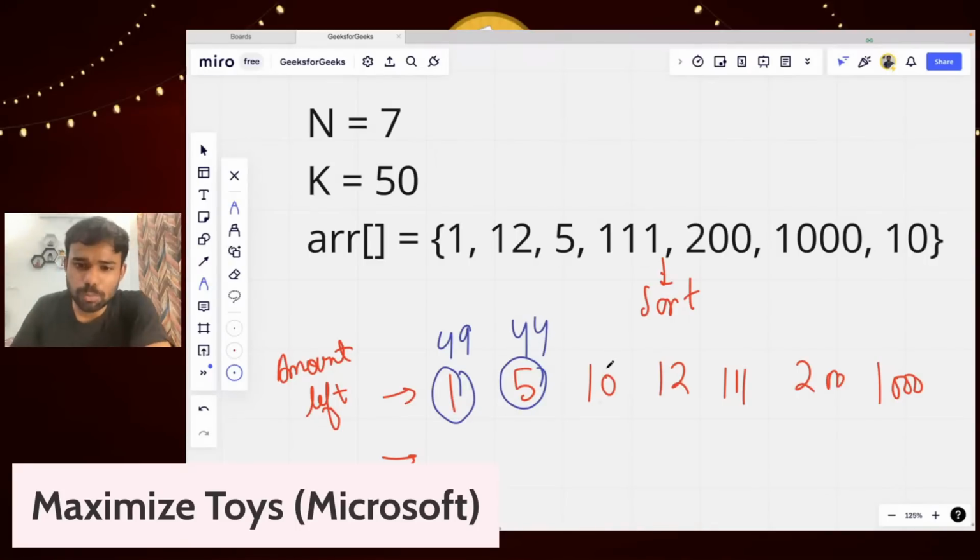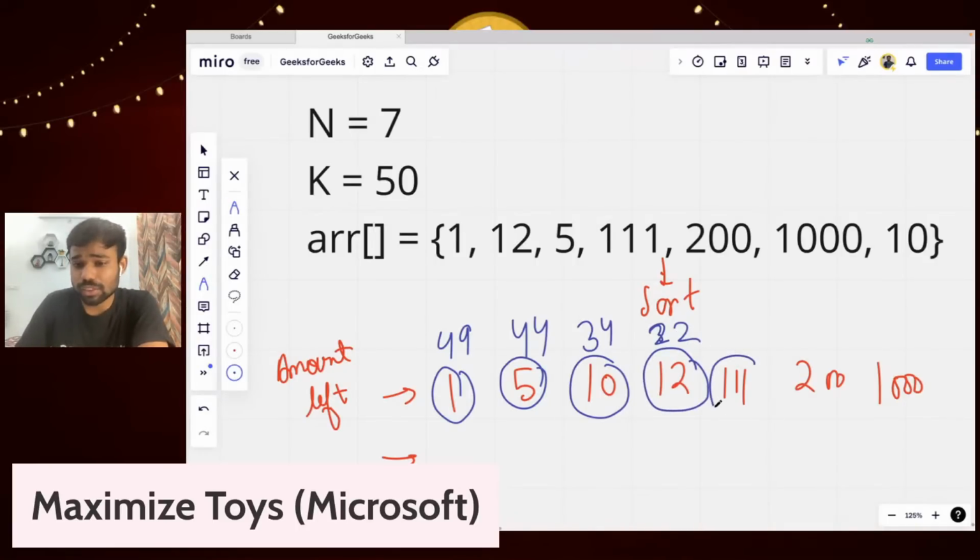Okay. We will also buy this toy. 34 will be left. We will also buy this toy. 22 will be left. When we will try to buy this toy, we don't have sufficient amount of money. And obviously the toys which are after it, in the right side of it, are more expensive. So obviously we cannot get that. That means we can only purchase these four toys, and that is the case.